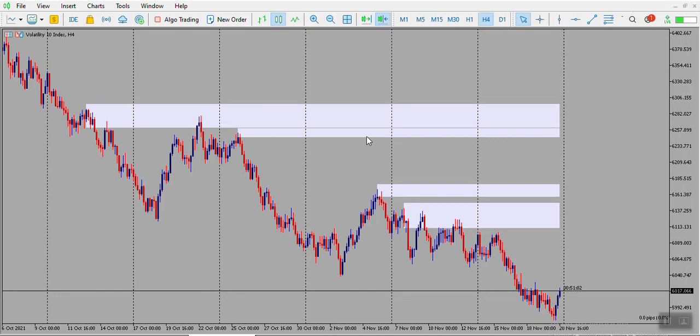Right, today we are looking at a very important strategy for volatility indices, and the only indicator we are using is a supply and demand zone indicator. Although we are going to be at a point where we will be using the Fibonacci retracement tool as well, right? So this strategy is highly profitable if you are patient with it.